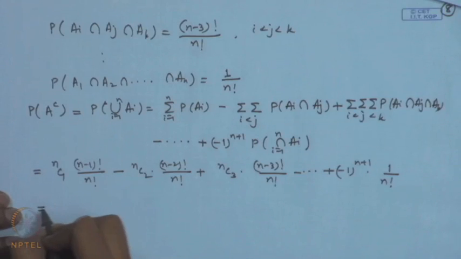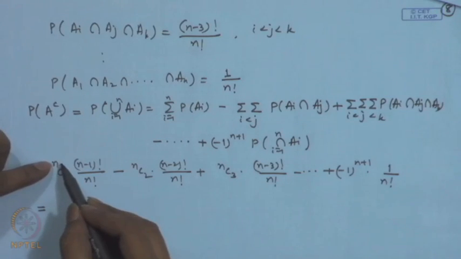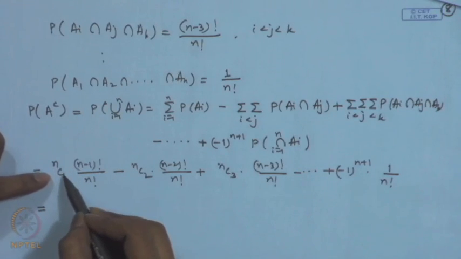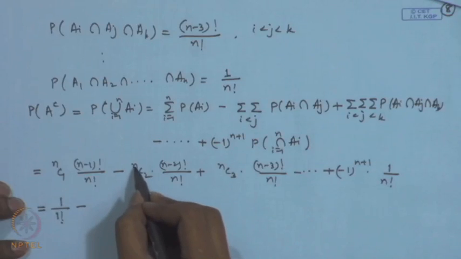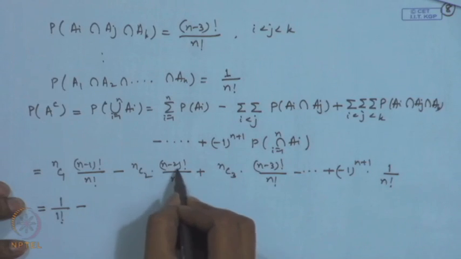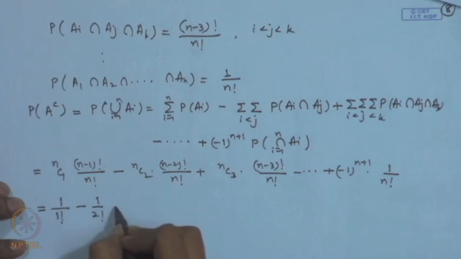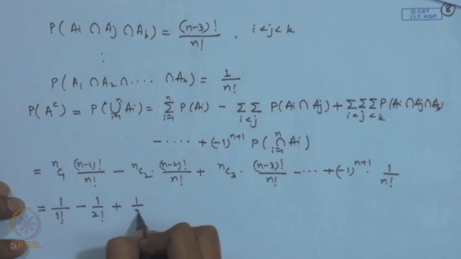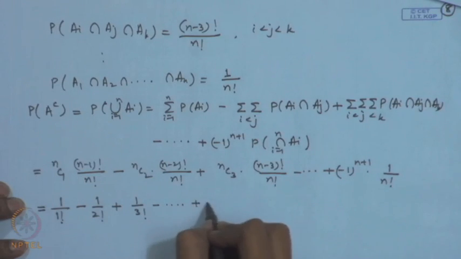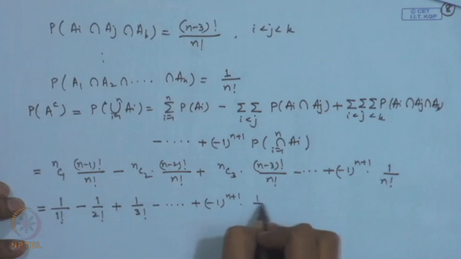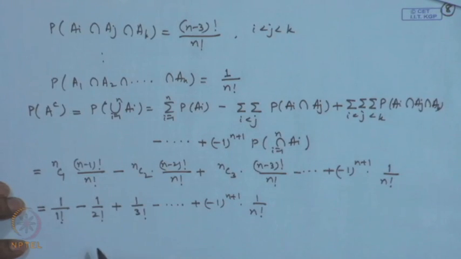So, we can simplify this, we can write as (n minus 1) n factorial divided by 1 factorial into (n minus 1) factorial, that is simply 1 by 1 factorial. If you look at this, this is (n minus 2) n factorial divided by 2 factorial into (n minus 2) factorial. So, these terms cancel out, you get 1 by 2 factorial. Similarly, 1 by 3 factorial and so on, minus 1 to the power n plus 1, 1 by n factorial.